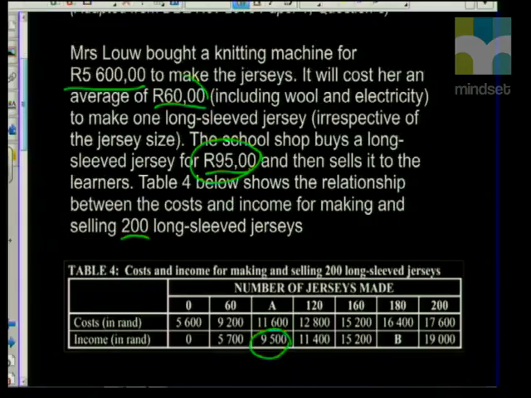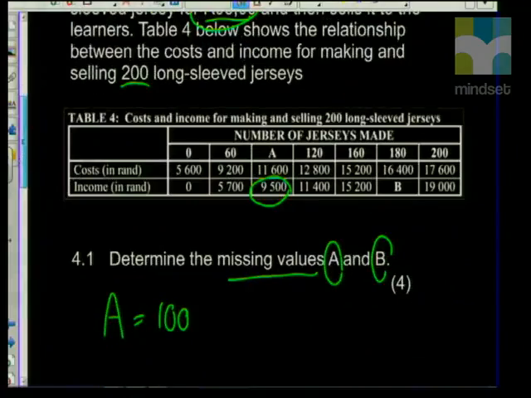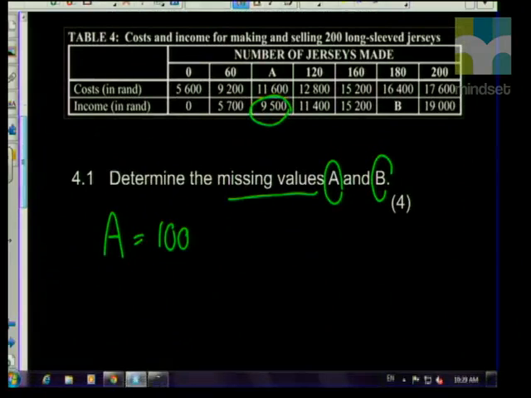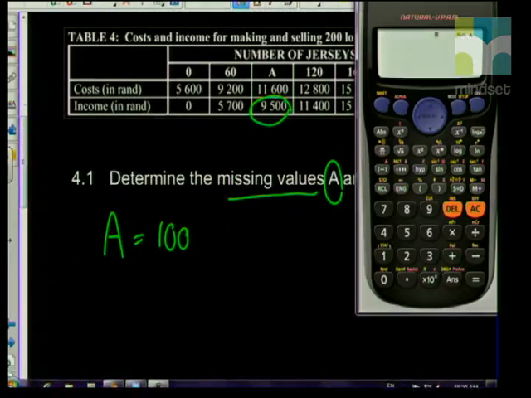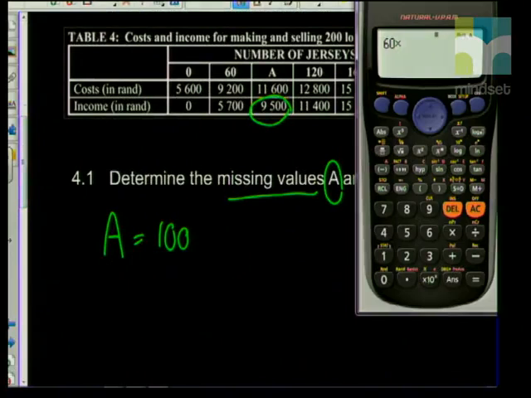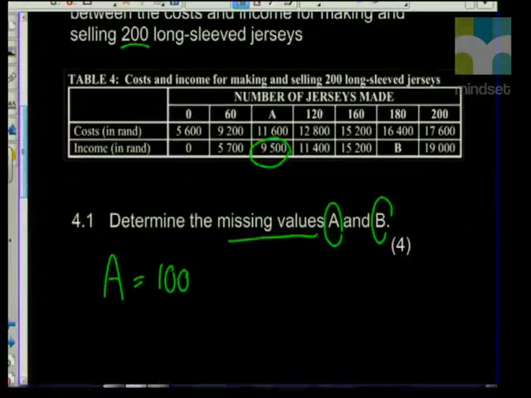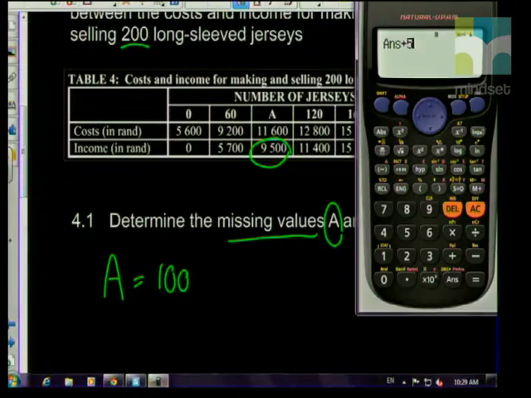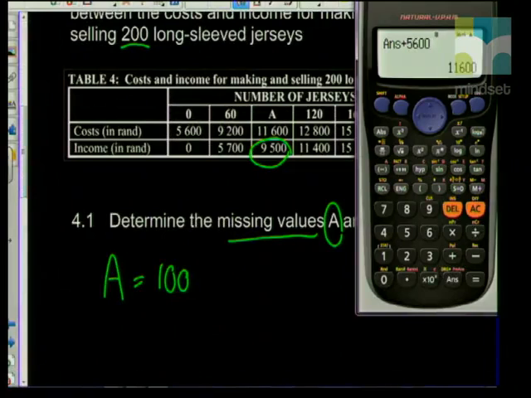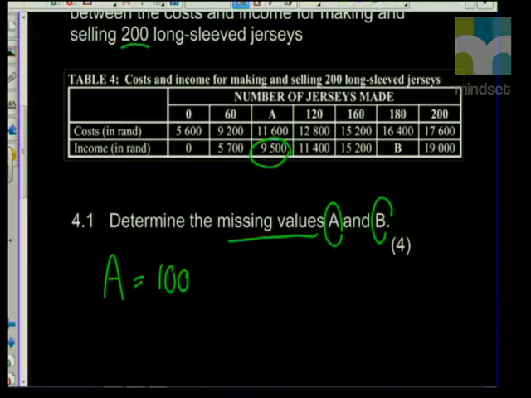So what we recognize is if we take 100 and multiply it by 60, let's do it the other way around. So we're going to take the cost of the jersey, which is 60 Rand, multiply by 100, and that gives us 6,000. But then we've got to add in the cost of the machine, which was 5,600, and if we add that in, we will get 11,600, which is exactly the value that we've got over there. So we know our answer to A is correct.